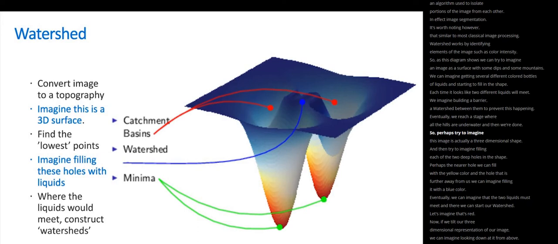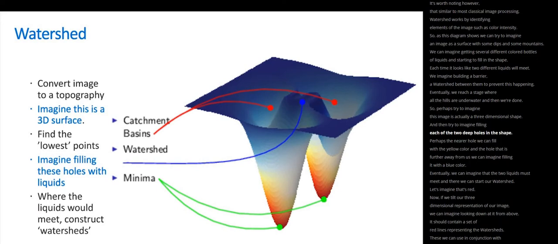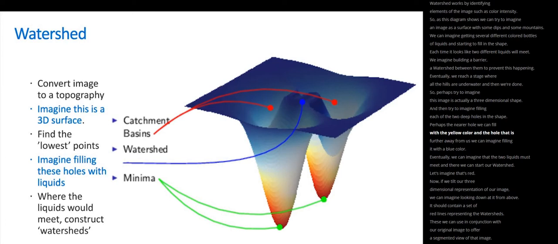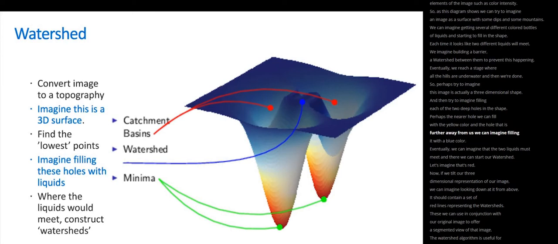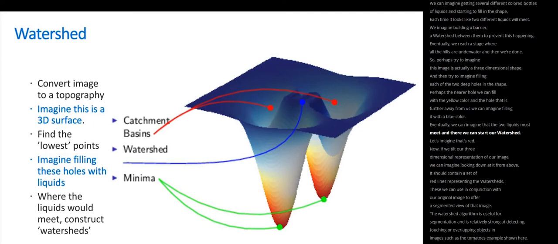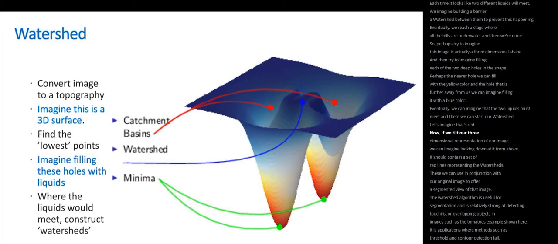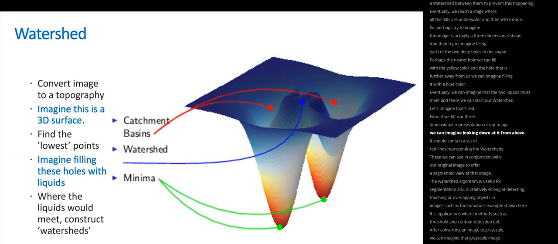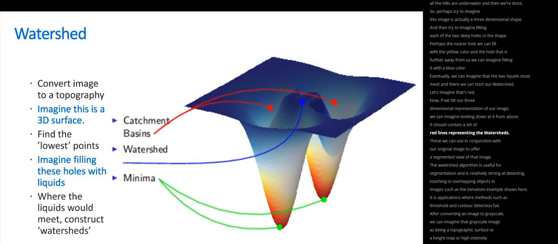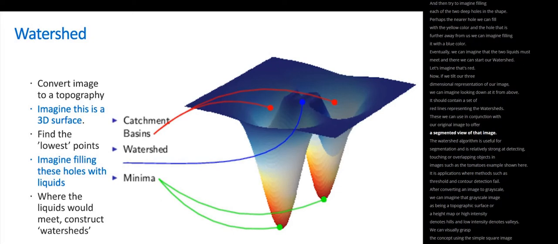So perhaps try to imagine this image is actually a three-dimensional shape, and then try to imagine filling each of the two deep holes in the shape. Perhaps the nearer hole we can fill with a yellow colour, and the hole that is further away from us we can imagine filling with a blue colour. Eventually we can imagine that the two liquids must meet, and there we construct our watershed. Let's imagine that's red. Now if we tilt our three-dimensional representation of our image, we can imagine looking down at it from above. It should contain a set of red lines representing the watersheds. These we can use in conjunction with our original image to offer a segmented view of that image.